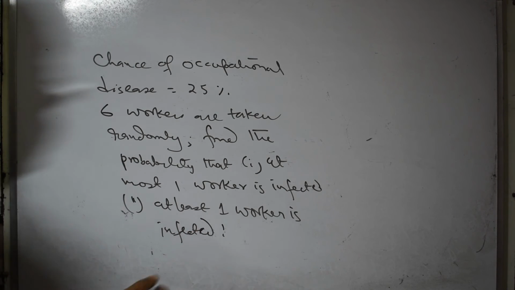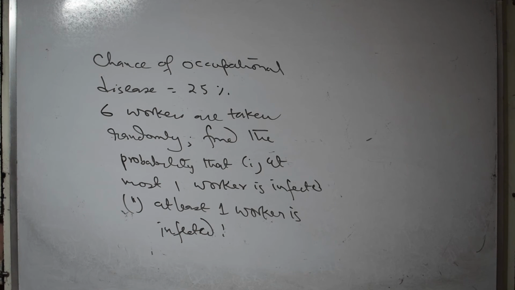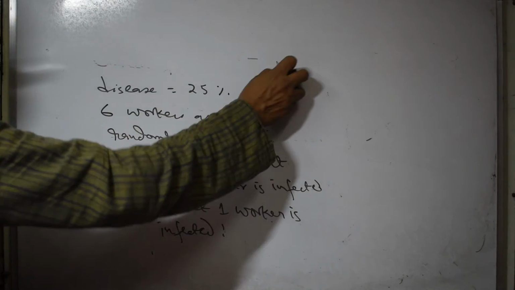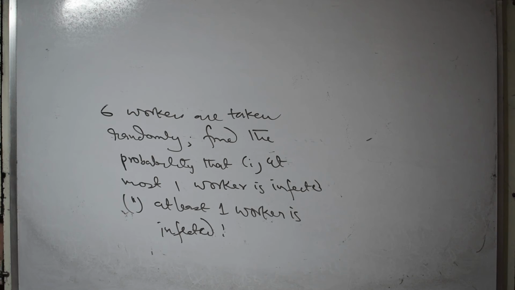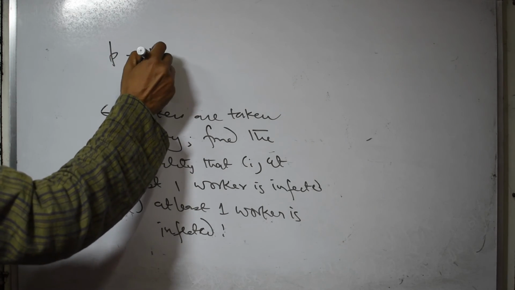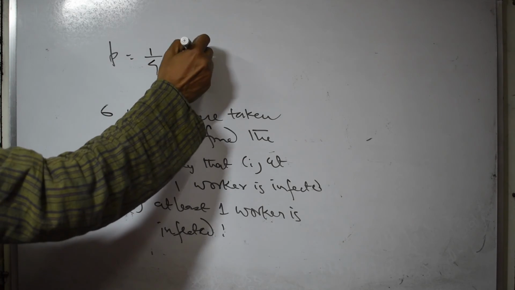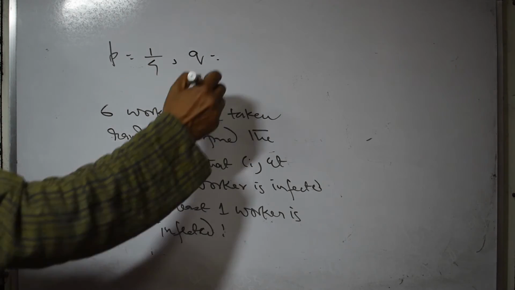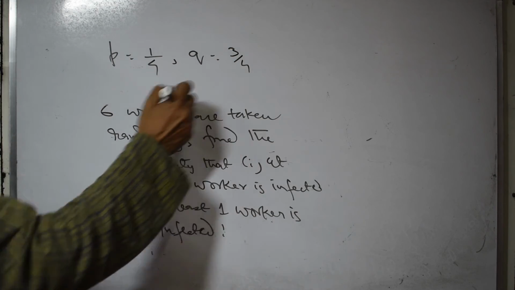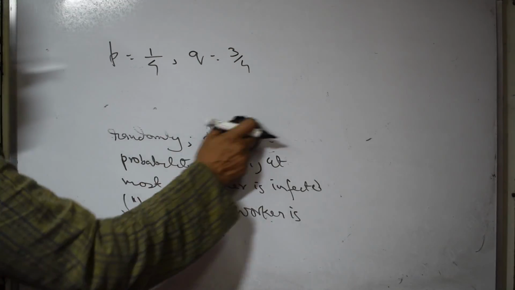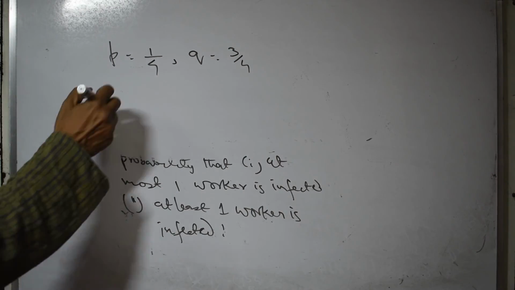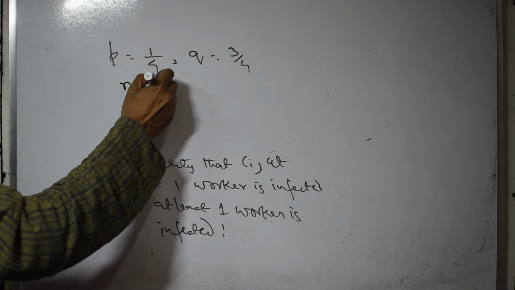Again, here what we are finding, that chance of having disease is 25%. That means p is 0.25. P is 0.25 means the chance of each worker to be infected is 1/4, and they are not infected with the disease 1 minus p, that is 3/4. And we are having 6 workers, every worker has the same chance. So the question is again binomial.